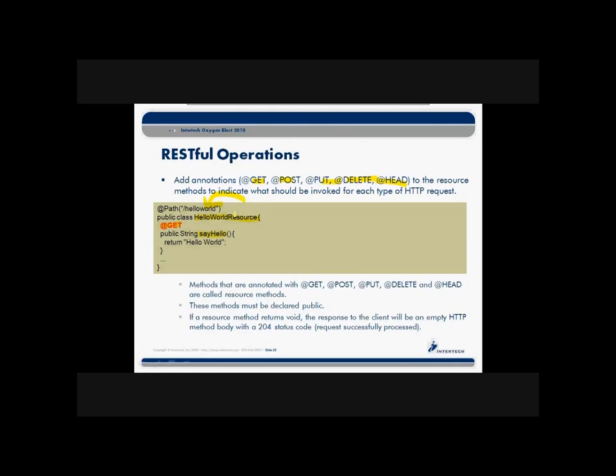And of course, we can provide methods for all the various annotations that we see listed here: GET, POST, PUT, DELETE, and HEAD. These methods have to be declared public. And hopefully that makes sense, since these web services are essentially public-facing. We want these methods available publicly in our environment as well.